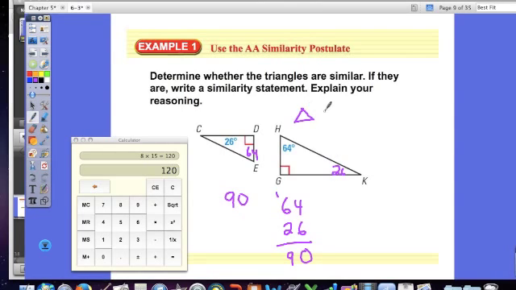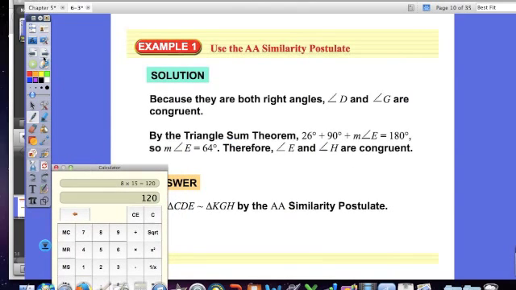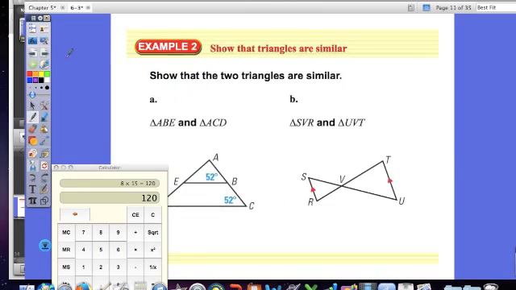So triangle GKH is similar to triangle D, because angle G is congruent to angle D. Then we had angle K, which is 26, so that's CE. Okay, that's how we do that problem. And that walks you through what we just did, if you want to pause and read that.